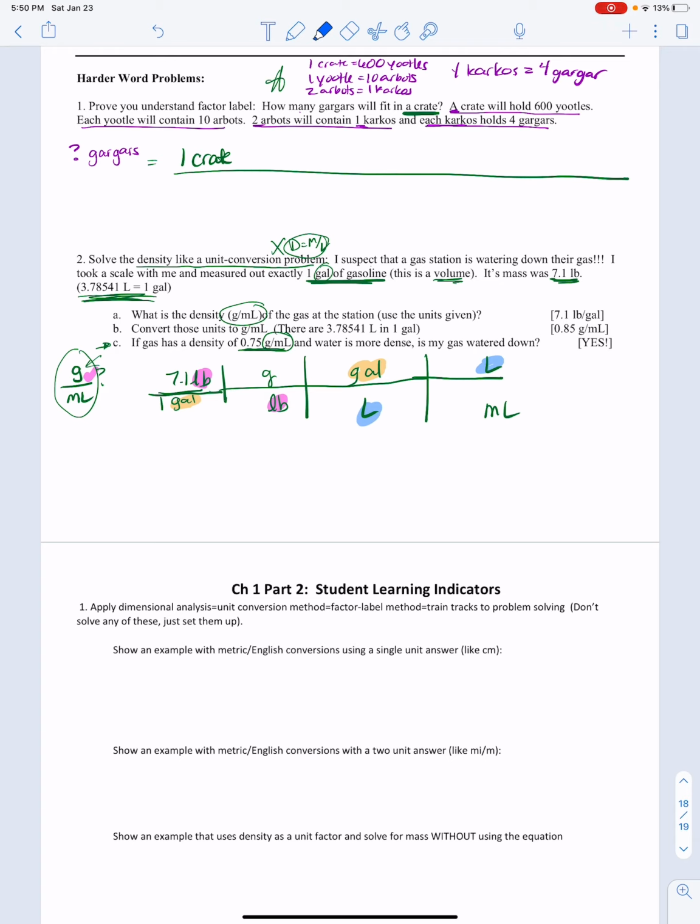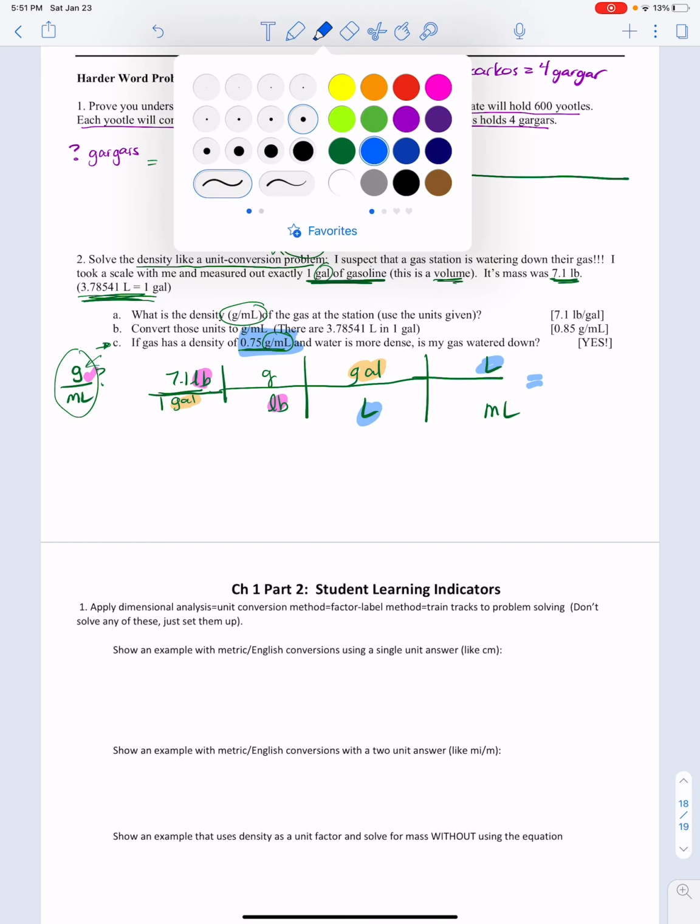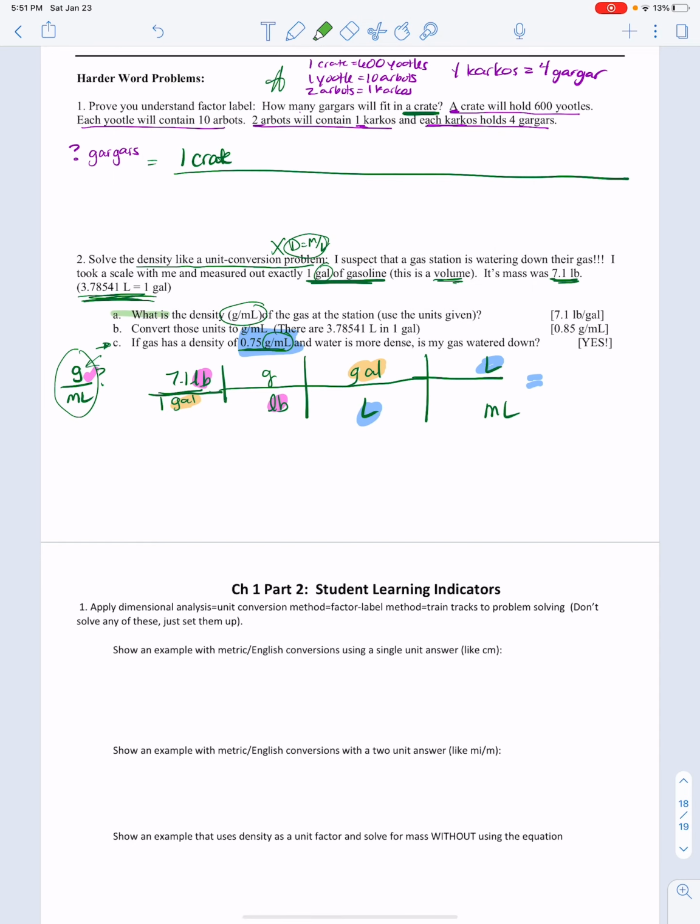And then the last part, once you have this number, you're going to compare it to this one. This is the number that you're comparing it to. And you're going to decide if the gas is watered down or not. You don't actually have to work the first part because I want this to be thought of as a factor label problem, not a straight up density problem, just so that you can see different ways it can be used. If you want to solve it density-wise and change all the units around, you can do that too.